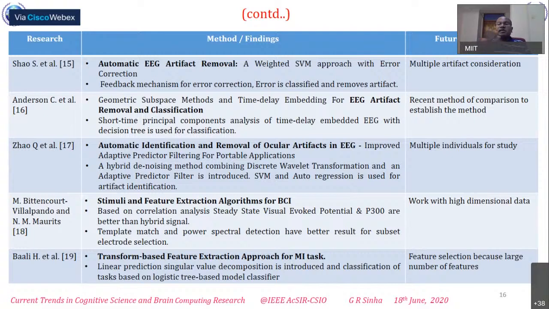Artifact is a major problem in EEG. Artifact is something which is unwanted. It is different from noise, but artifact is also an unwanted signal which is added, and it is very important to remove it. The important thing is that the brain signals we receive as electrical signals are very, very low frequency signals. And if artifact is there, it would create great difficulty. So these are the research.